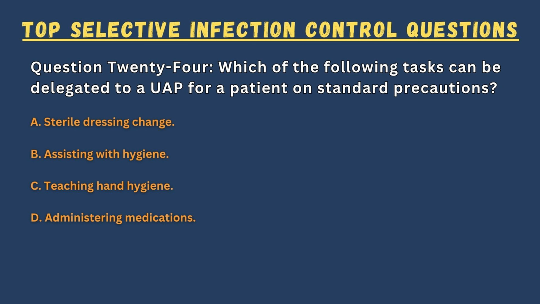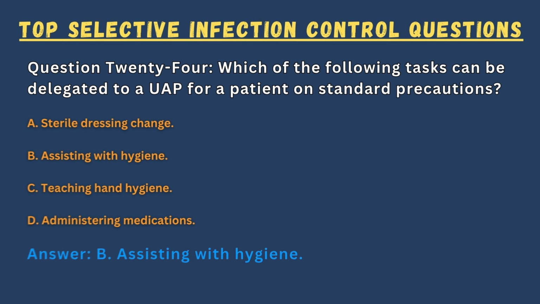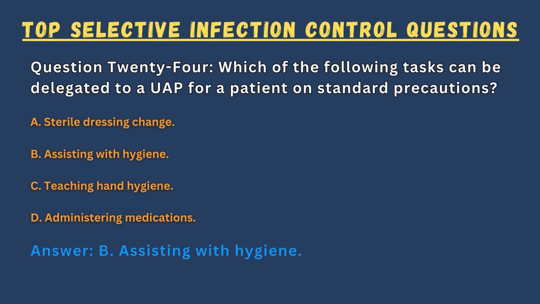Question 24. Which of the following tasks can be delegated to a UAP for a patient on standard precautions? A. Sterile dressing change. B. Assisting with hygiene. C. Teaching hand hygiene. D. Administering medications. Answer: B. Assisting with hygiene.